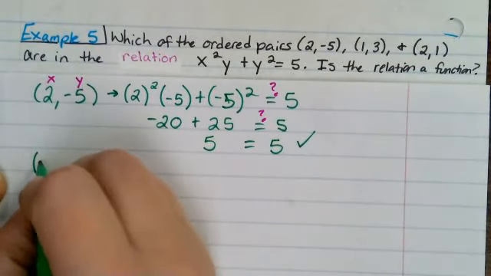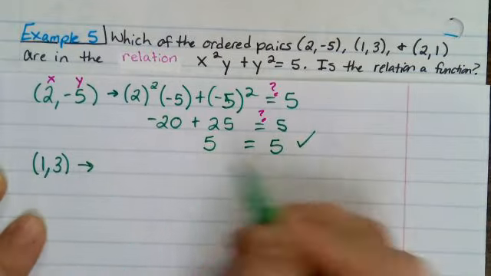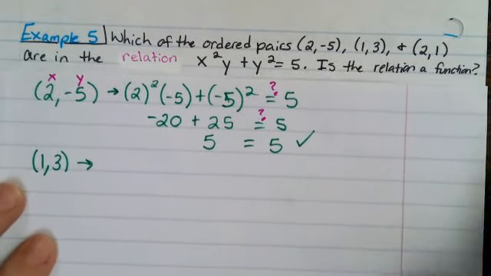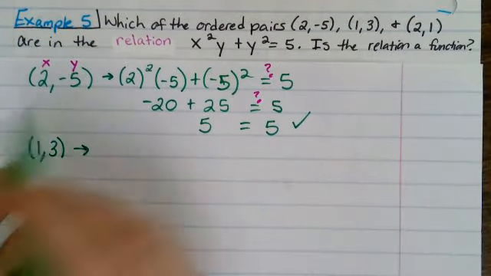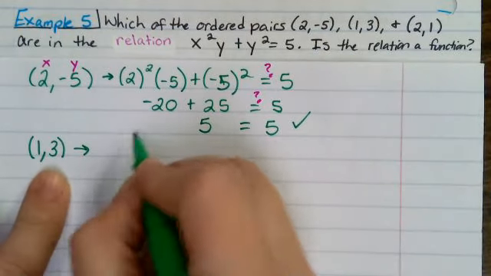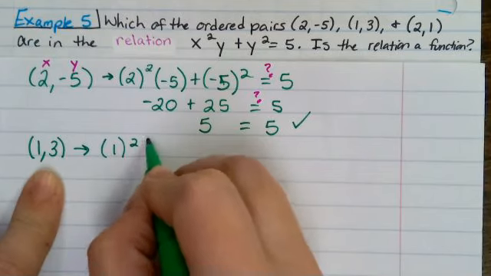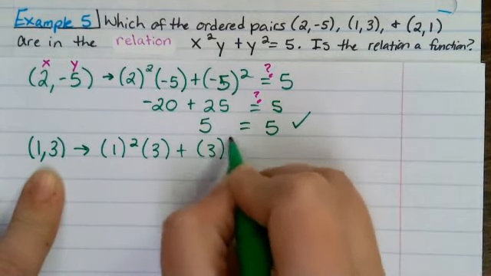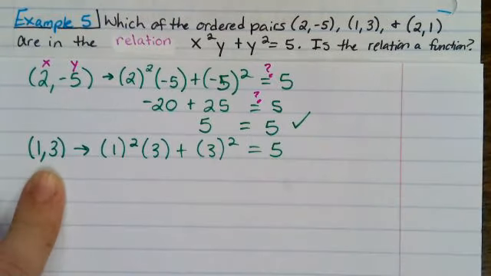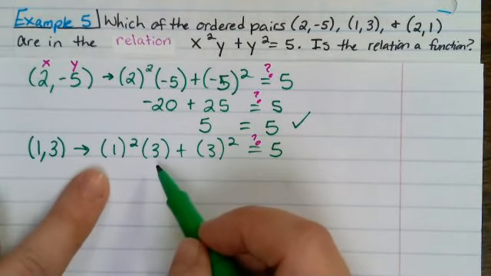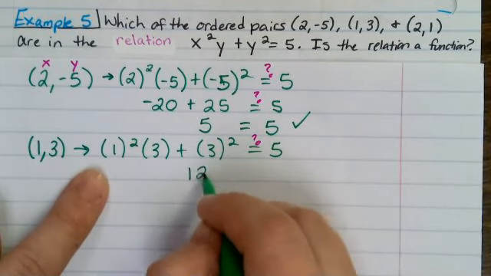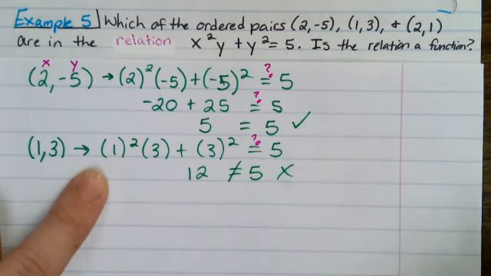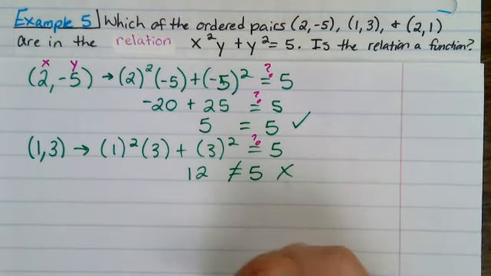So then I'm going to check the next point. And I would encourage you to pause the video, try plugging in the next point, and then actually try plugging in the next two points, and come back once you've tried it to see if you did it right. All right, so again we're going to plug in the X and the Y. I'm going to plug this in as 1 squared times 3 plus 3 squared and ask, does this equal 5? Well, when you work through this one, 1 squared is 1, times 3 is 3. And then 3 squared over here is 9. 9 plus 3 is 12, and that is not the same as 5. So that point is not in the relation.